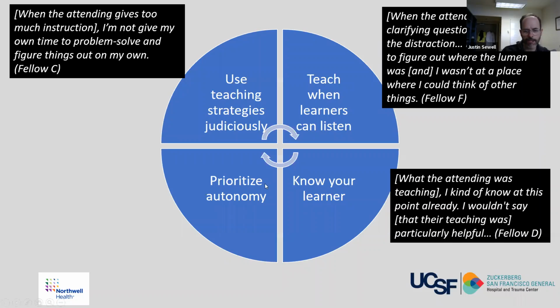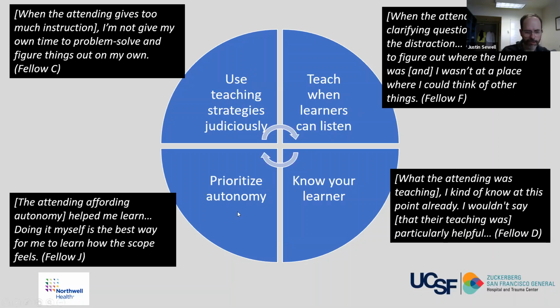And finally, as I mentioned, prioritize autonomy. Obviously, this needs to be developmentally appropriate autonomy, but learners really appreciated the chance to figure things out on their own. So this fellow said, almost the counter of fellow C, fellow J said, the attending basically granting me autonomy helped me learn. Doing it myself is the best way for me to learn how the scope feels.